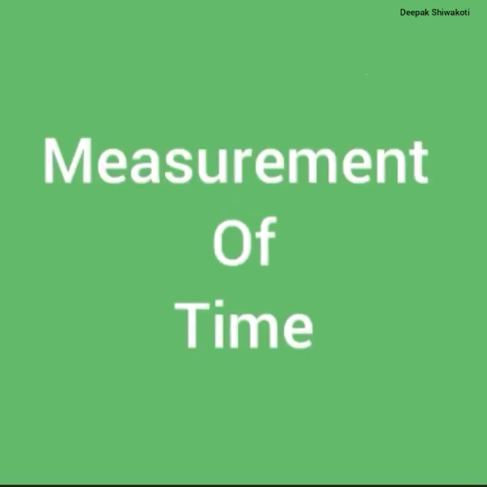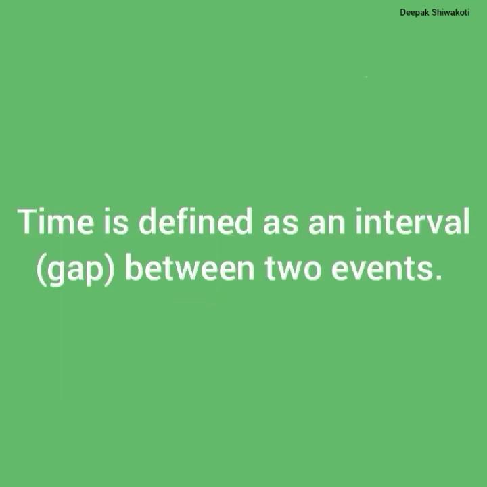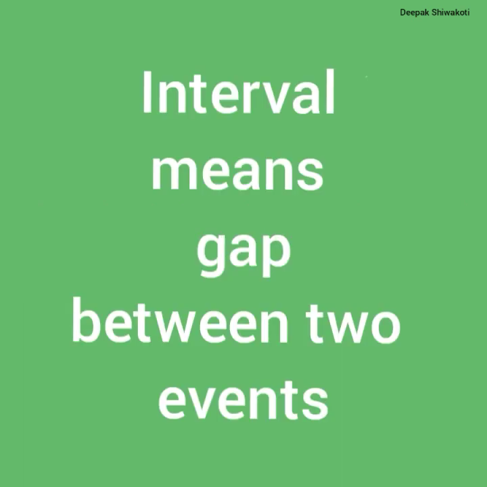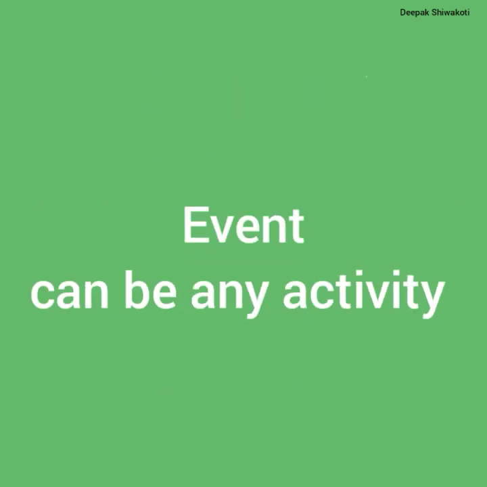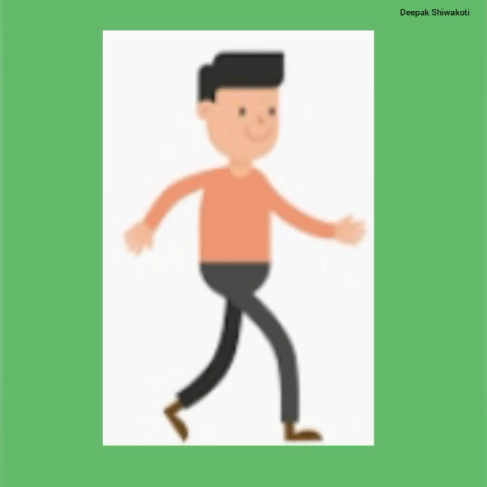Now let's discuss measurement of time. Time is defined as an interval between two events. Here interval means the gap between two events. An event can be any activity like washing hands, walking from one place to another, etc.